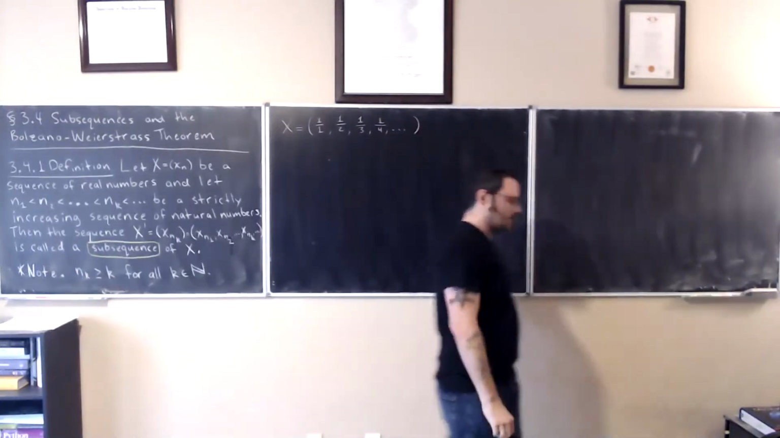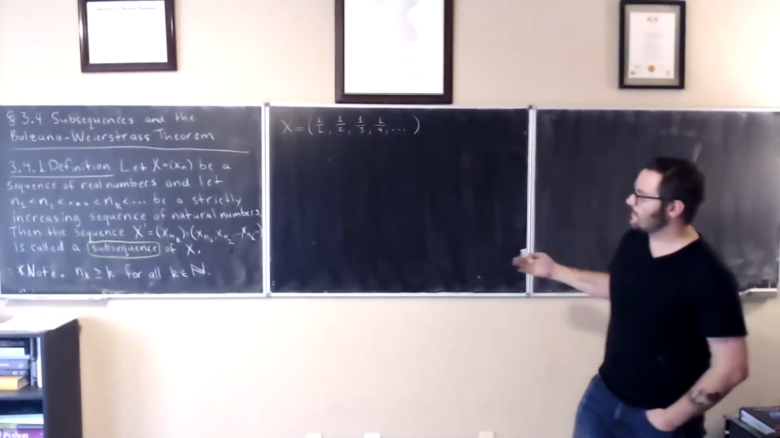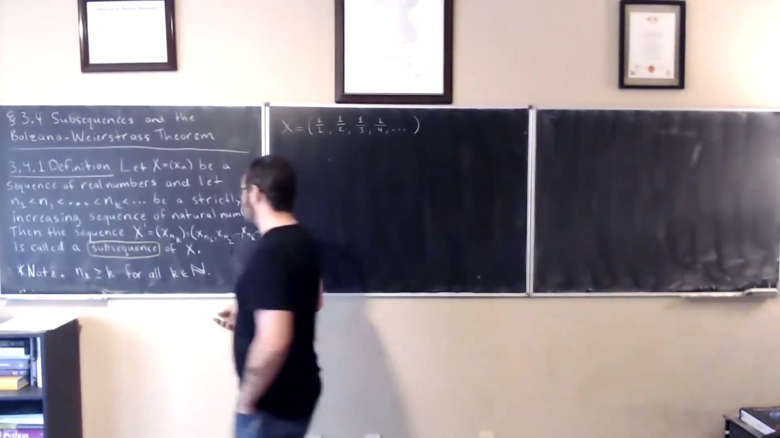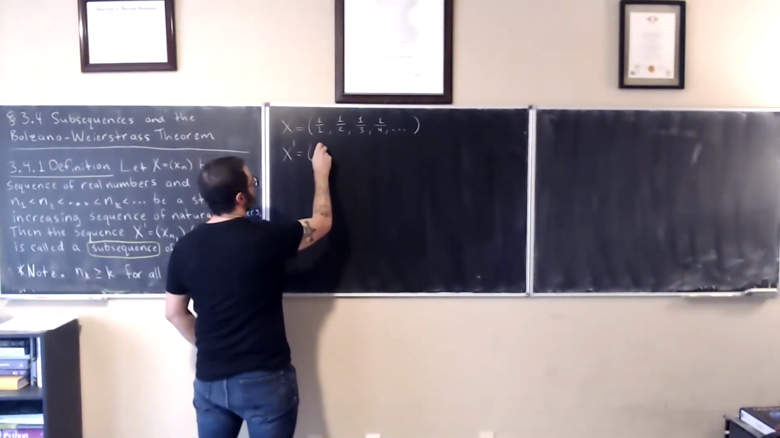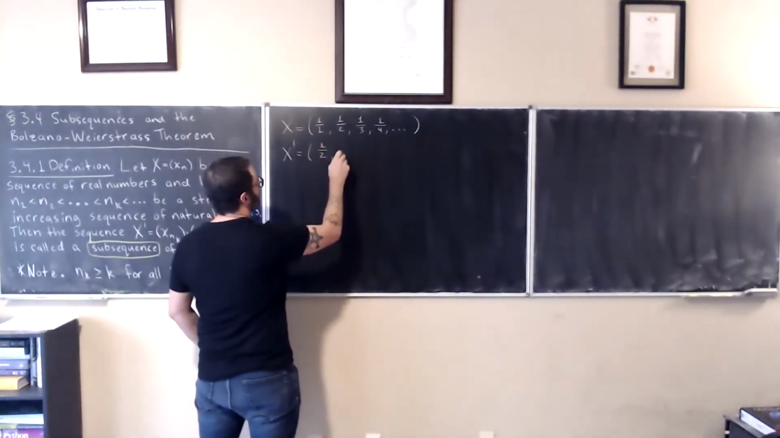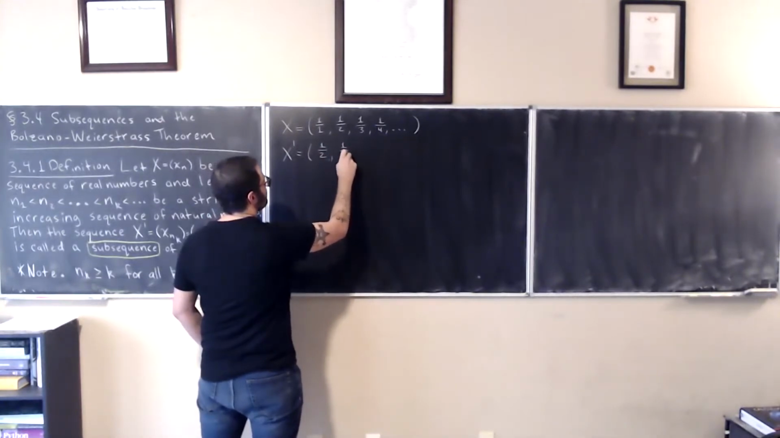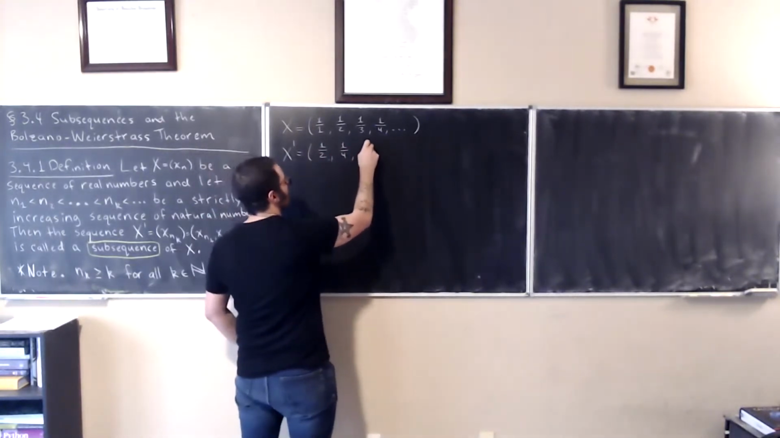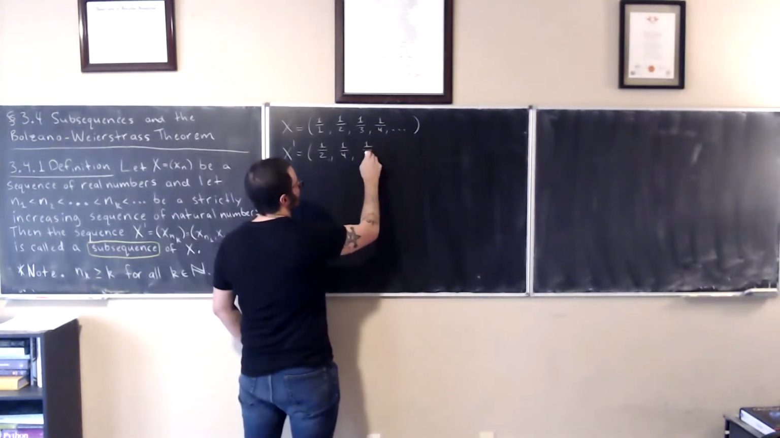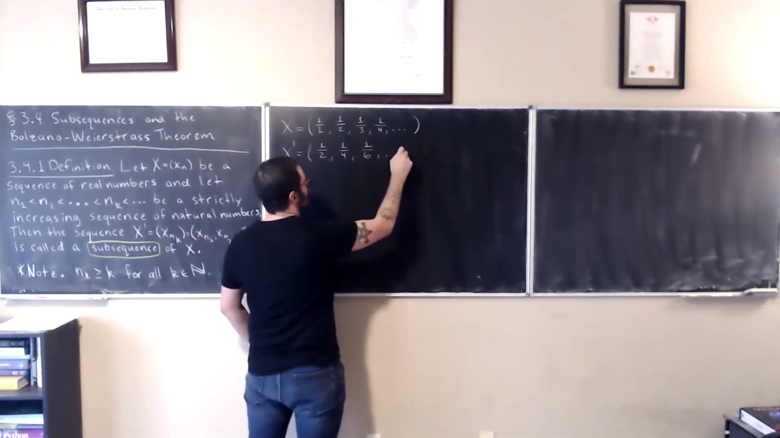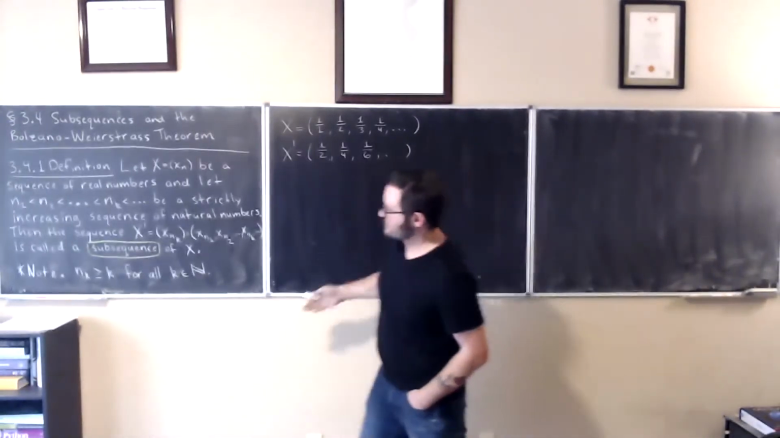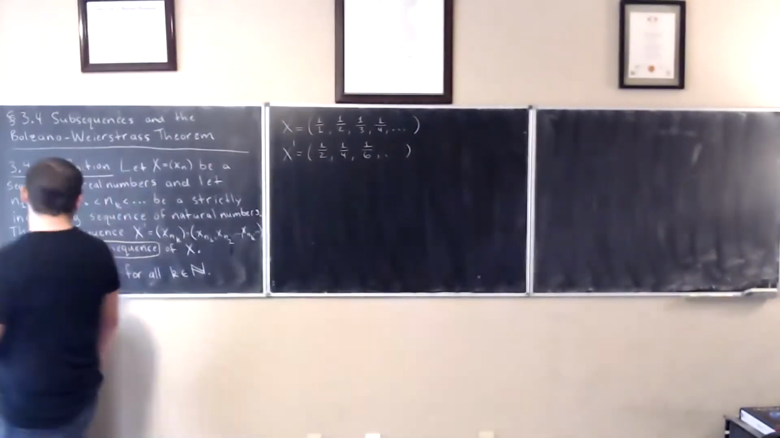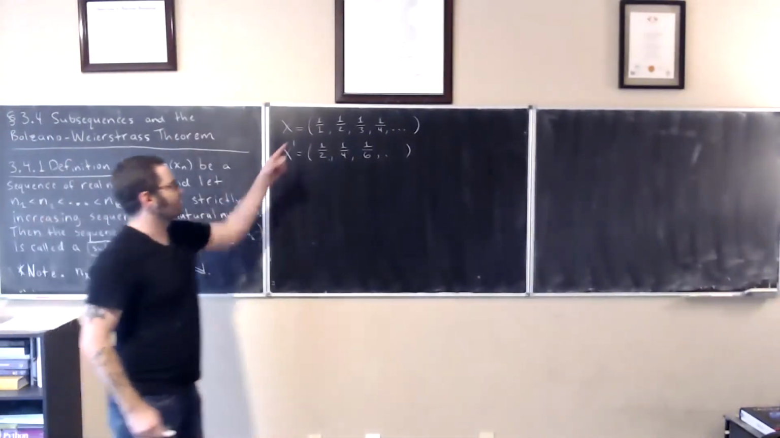Okay, and we want to find a subsequence of the sequence. Well, one possibility would be to say maybe you have 1/2, 1/4, 1/6, so forth and so on. So how would this match up with this definition here? We have some collection of terms from the original sequence.